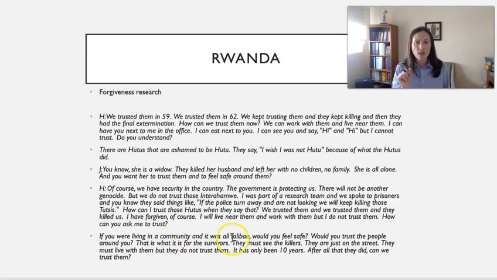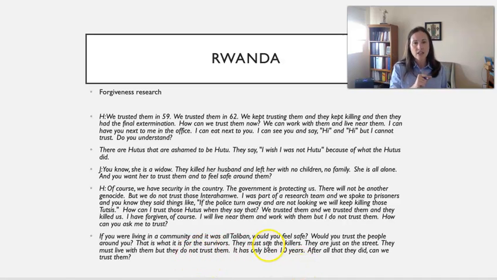If you're living in a community and it was all Taliban, this conversation took place in 2003? 2004, so really soon after September 11th. Would you feel safe? Would you trust the people around you? That is what it is for the survivors.